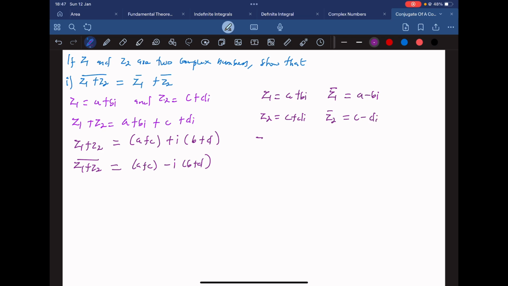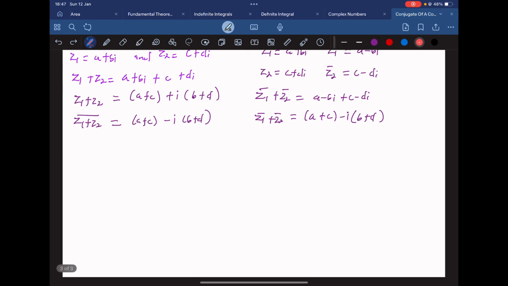So if we combine both, which is z1 bar plus z2 bar, we are going to get a minus bi, then plus c minus di. So in that case, we can group the real terms. So a plus c, then we bring the imaginary part outside, then we have b plus d inside the parentheses. So now comparing these two, clearly you could see that they are the same. So you've proven your results. I hope this is clear enough.